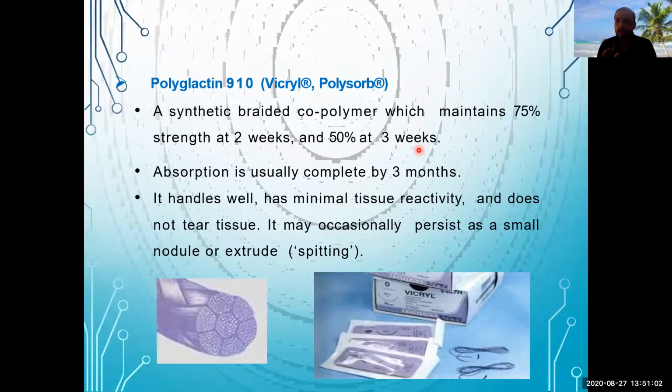Vicryl or polyglactin absorption is usually complete by 3 months. Previously, we said catgut absorption is usually complete by 2 months. Its absorption is almost complete by 3 months. It handles well, has minimal tissue reactivity, and does not tear tissue. It may occasionally persist as a small nodule or extrude as a stitch.